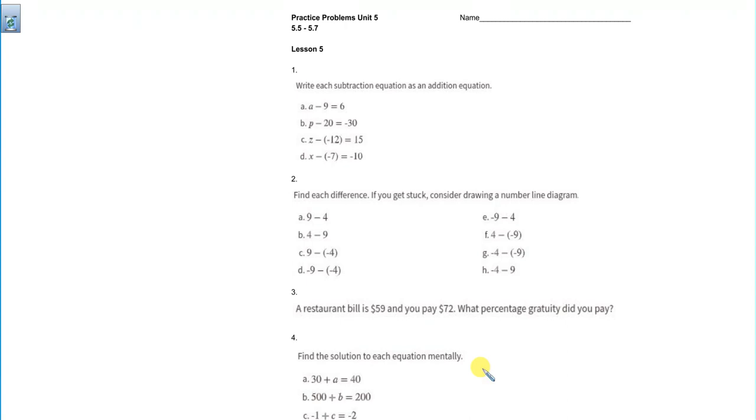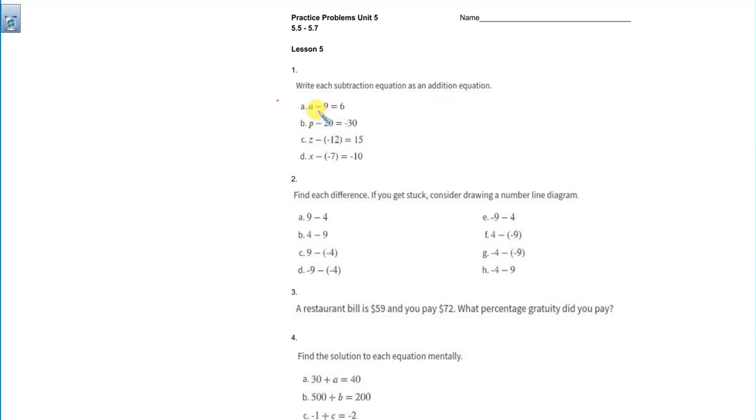It's homework checking time, and I'm here to help you out on your homework. We're hitting lesson number 5 in unit 5, and the first section here wants you to represent these subtractions with an addition equation. There are two different ways to think about this. I'll explain both of them.